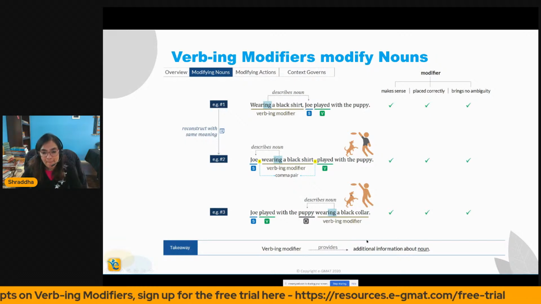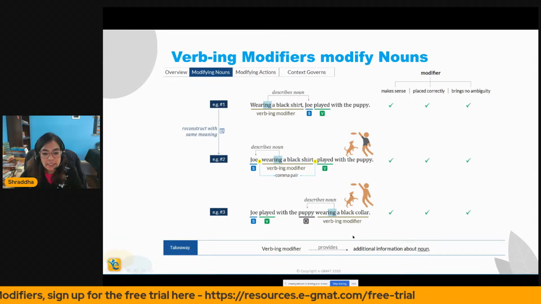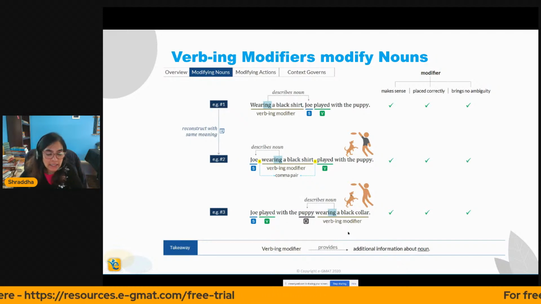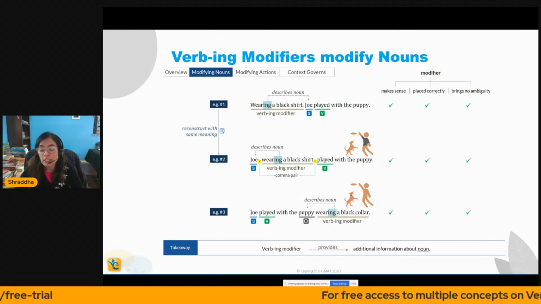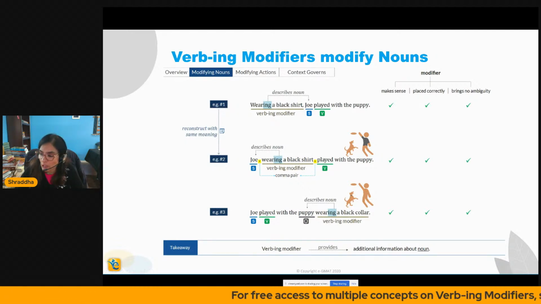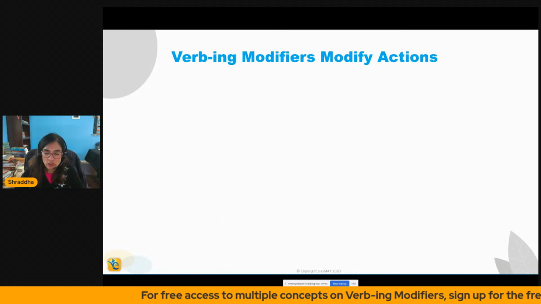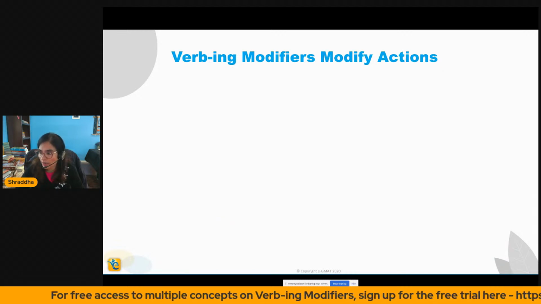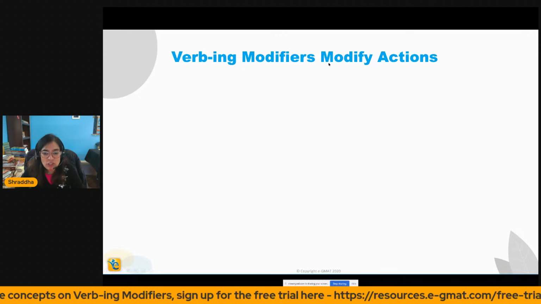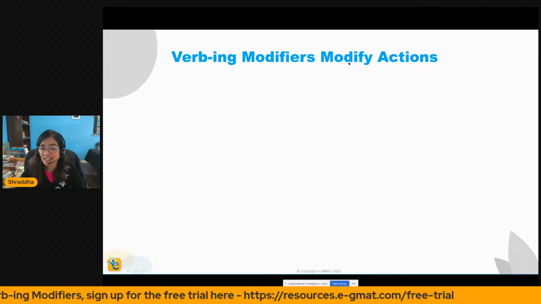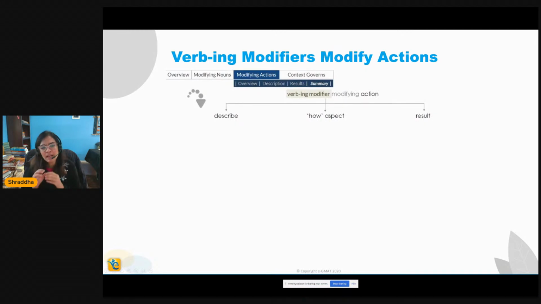So in all the three cases, whatever be the placement, wherever it is situated in the sentence, the function of the noun modifier is to present some extra information about the noun that it modifies. Now, we will discuss the verb ing modifiers that act as action modifiers. So things become a little complex in here, but we will still get through it.